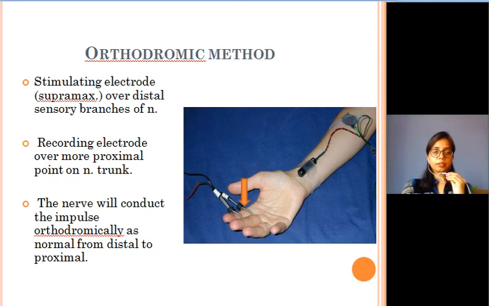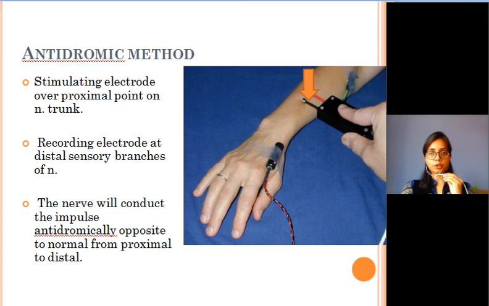The other method of stimulation is antidromic stimulation. It is in the direction opposite to that of physiological conduction. We provide stimulation proximally and record the potentials distally. This is opposite to the physiological direction of sensory nerve conduction. Therefore, it is known as the antidromic method of stimulation.